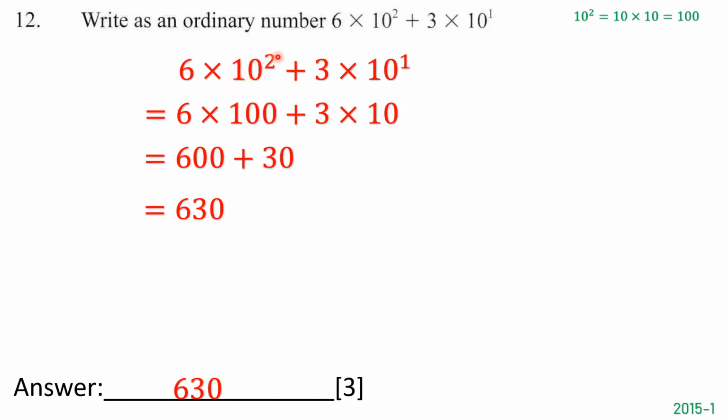So 10 squared, or 10 to the power of 2, is 10 times 10. And 10 times 10 is 100. And 10 to the power of 1 is 10. So we have already done the exponents.